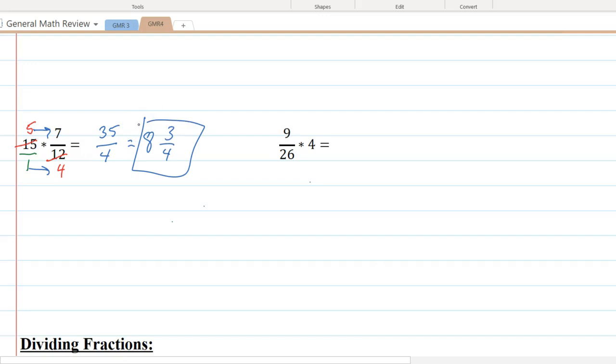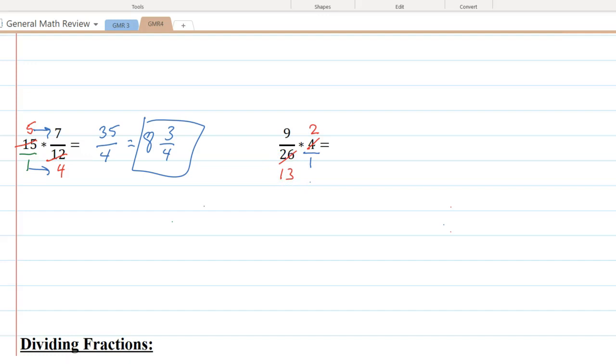And again, on the right-hand side, I have the 4 sitting there. Never a whole number, always a fraction. Write the invisible 1. Look to see if we can cross cancel. I see that 4 and 26 can cancel out to give me 2 over 13. 26 divided by 2 is 13.